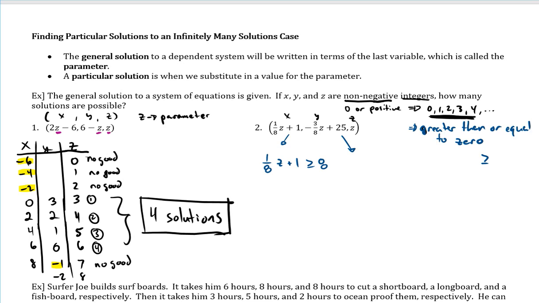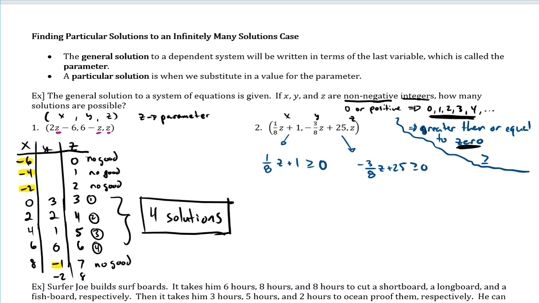So there's one inequality. Here we've got another one. -3/8 z plus 25 is greater than or equal to, oh, I wrote 8 for some reason. So sorry, they're all 0, greater than or equal to 0. I think I was looking at the 8 next to it. Okay, so sorry about that. Let's change that to 0. So greater than or equal to 0. There we go. And then the last one, z.